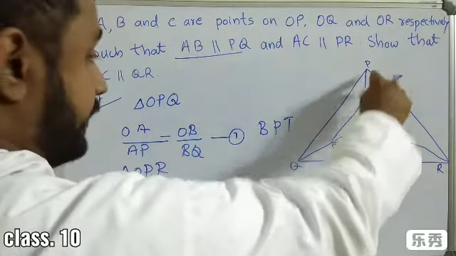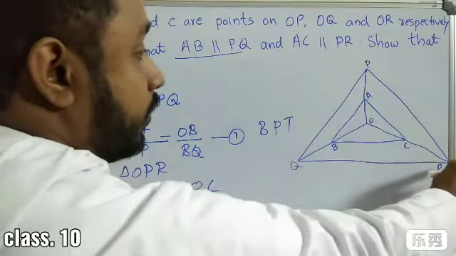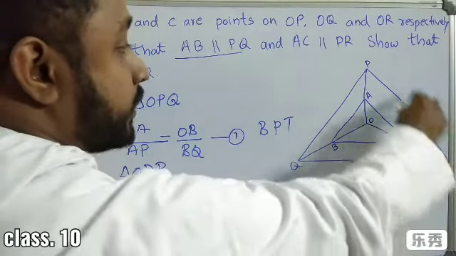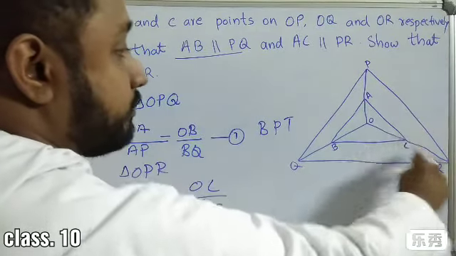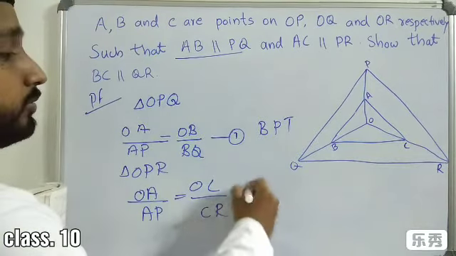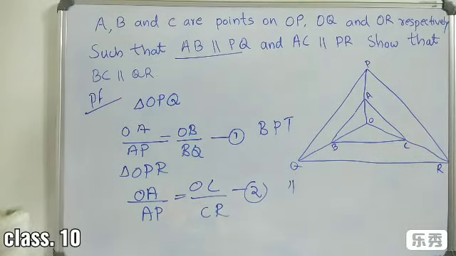OA by AP. That is, this is triangle OPR. This is parallel, so we can apply the basic proportionality theorem. OA by AP is equal to OC by CR. Then equation 2, this is also the basic proportionality theorem. So the LHS of equations 1 and 2 are equal, so obviously the RHS of the equations are equal.